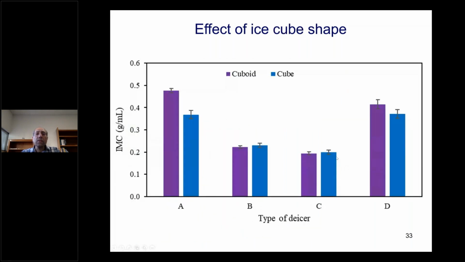Another factor is ice cube shape. Maybe not everybody can find an ice tray with a capacity of 1.3 ml for each mold. So what about the case that somebody has an ice cube tray with bigger mold sizes? For this purpose, we made two kinds of ice cube shapes, cuboid and cube.